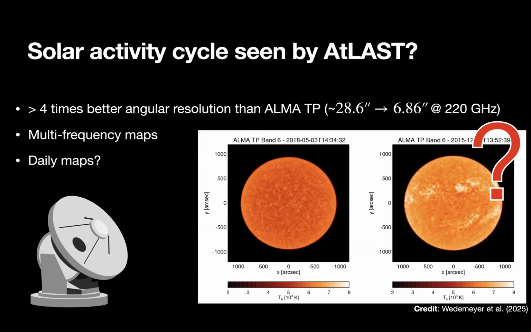And that's why we hope, at least by being involved from the very beginning, to be able to set aside some time, at least weekly or hopefully daily, to have periodic and very frequent full disk millimeter maps to really see how the different structures evolve in the millimeter regime as the solar cycle evolves.